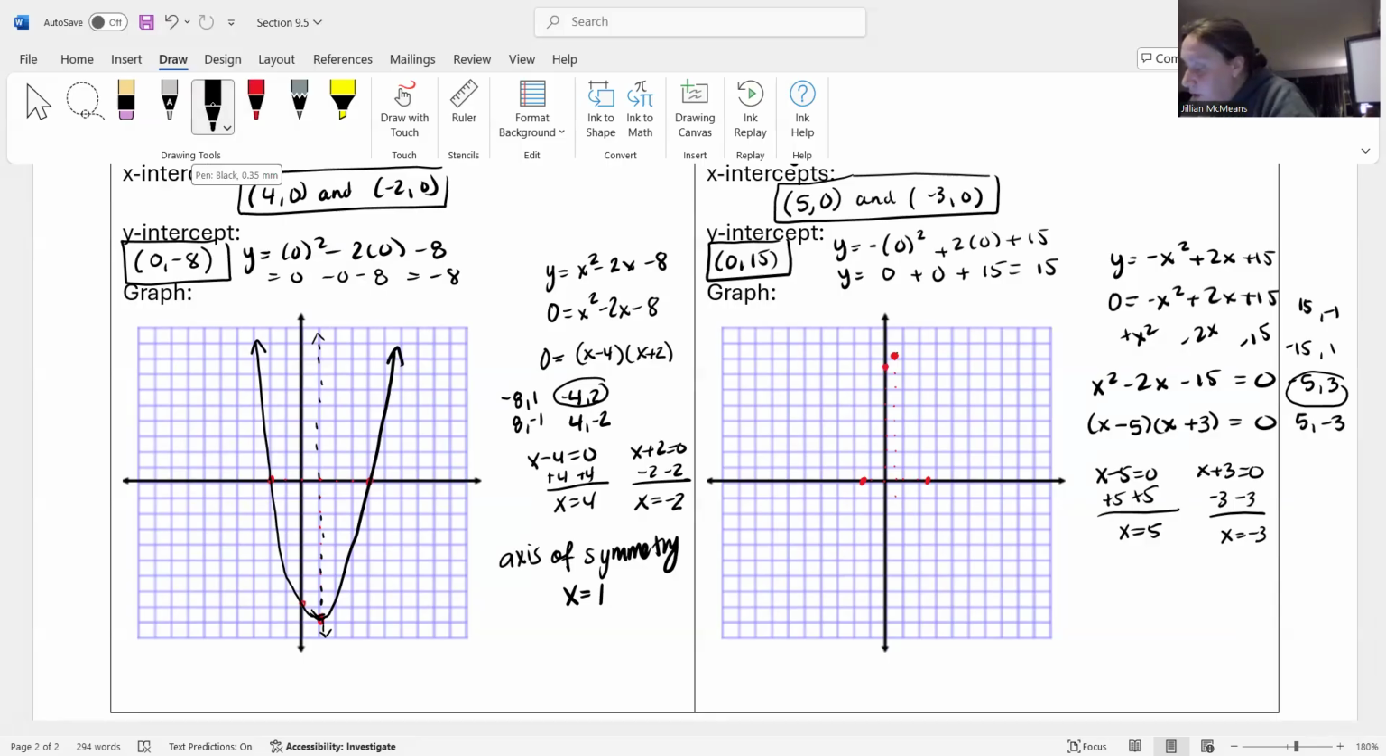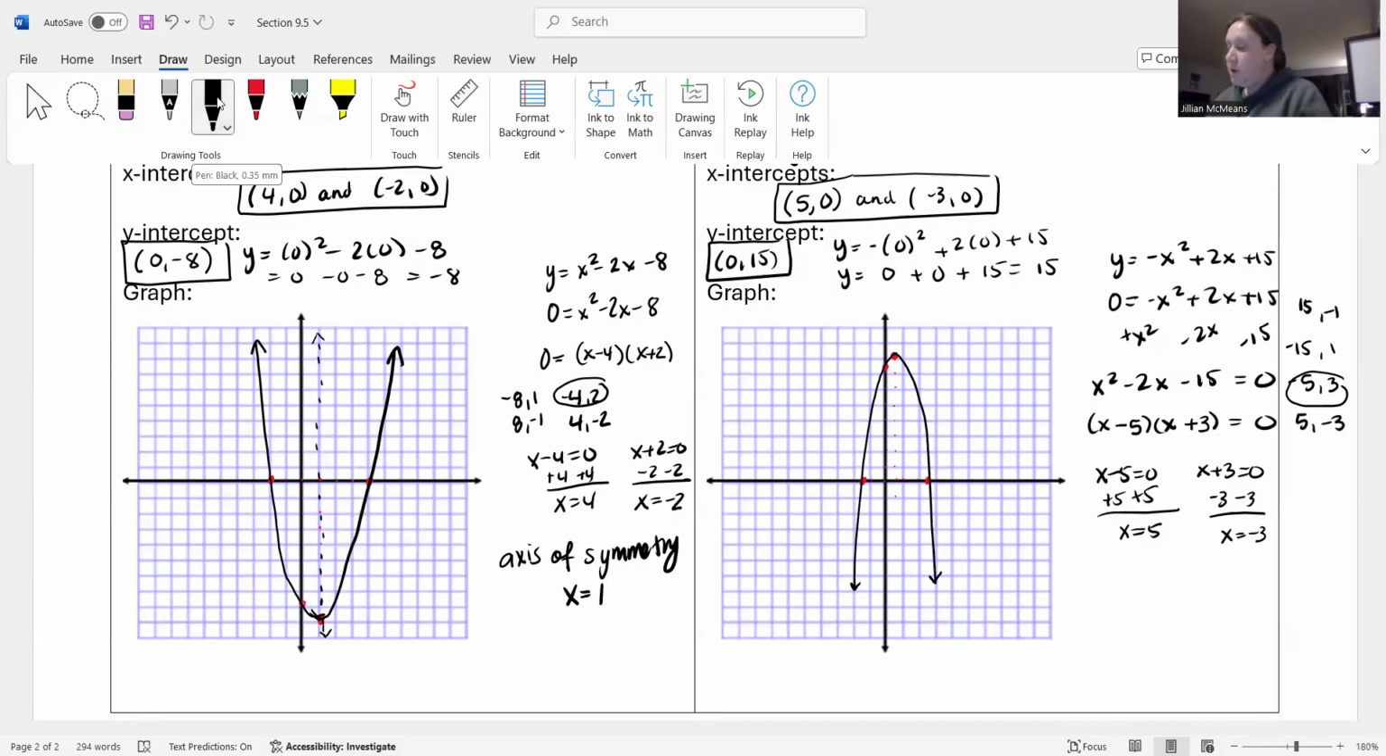So now we're going to graph this. Whoops. Maybe not the best parabola I've ever drawn, but I've certainly drawn worse. Okay, let's see. And there we have it.